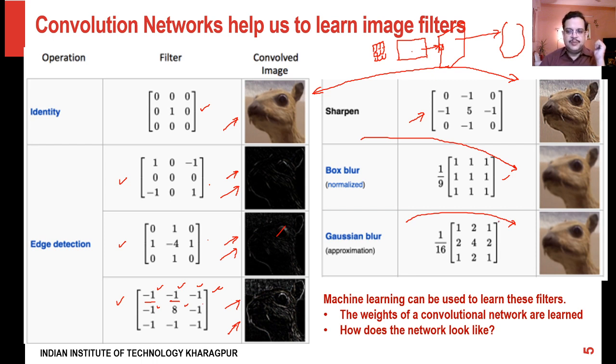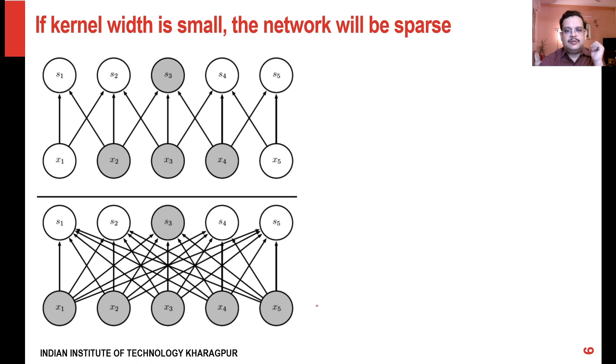Now we can use machine learning or the backpropagation learning that we saw to learn these values of the weights, which gives me for a particular image the best kind of sharpening or blurring or edge detection, whatever, and then based on that we may be able to use other layers to then recognize what that image consists of. So if the kernel width is small, then the network will be sparse.